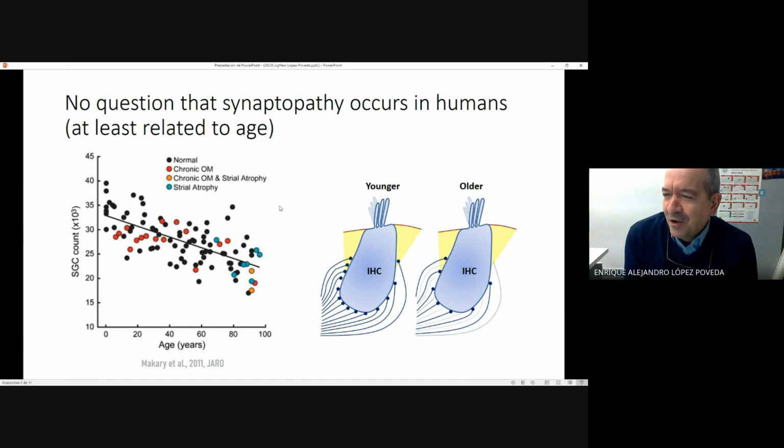So I'm about to say almost the same thing as Magda and Chris. I'd like to start by saying that to me, there's no question that synaptopathy actually happens in humans, at least related with age. I mean, not so clearly related with noise exposure, but definitely related with age. And this is just one paper that shows a decrease in spiral ganglion cell count with increasing age based on the analysis of temporal bones. So to me, there's no question of that.